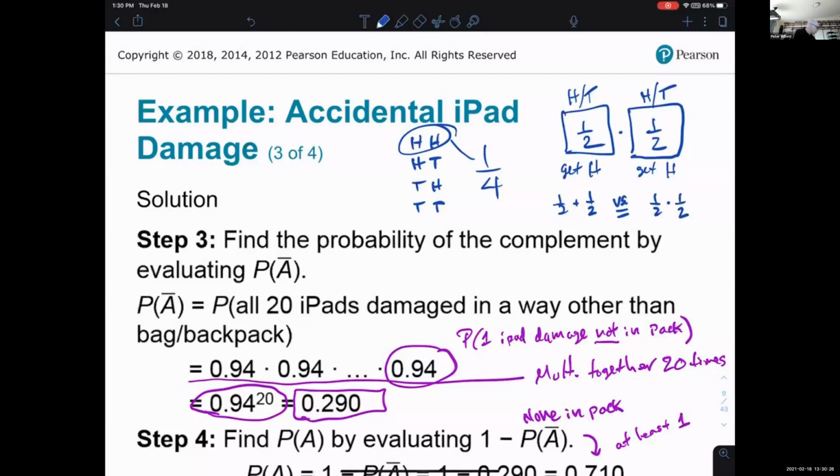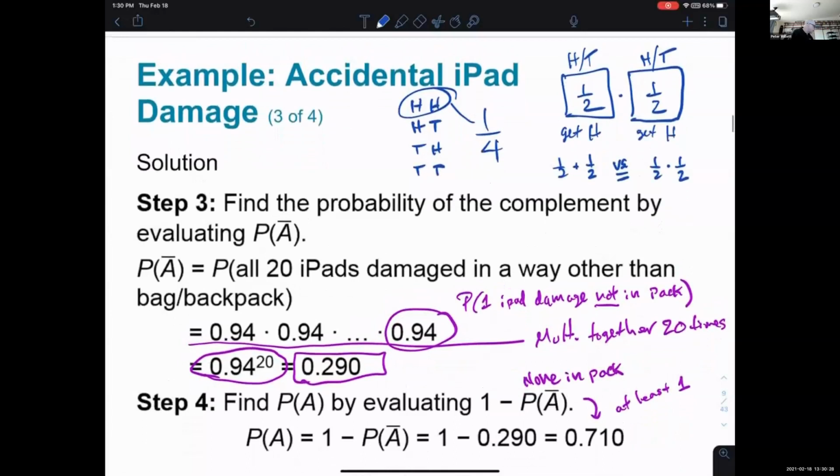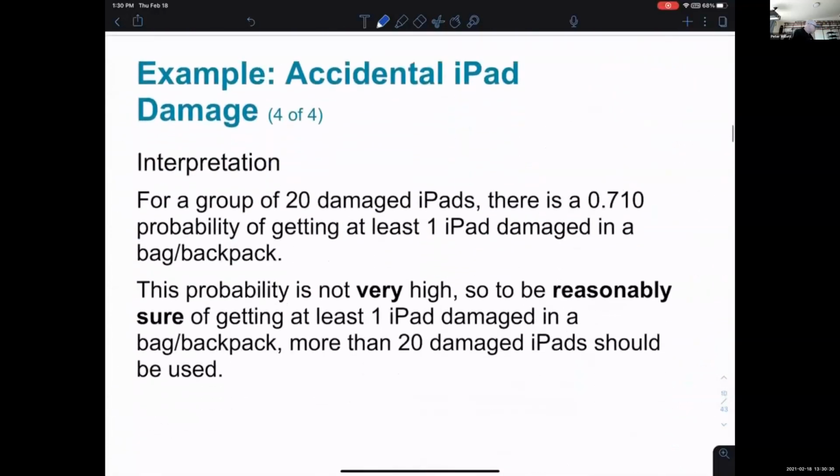I'll move on from this. There is another slide here that they're going to give us. The interpretation in this fourth slide of this example: for a group of 20 damaged iPads, there was a 71% probability of getting at least one that was damaged in a backpack. This probability is not very high, so it's reasonable. You can be reasonably sure of getting at least one, but it's no certainty. Questions, comments, discussions about that example?